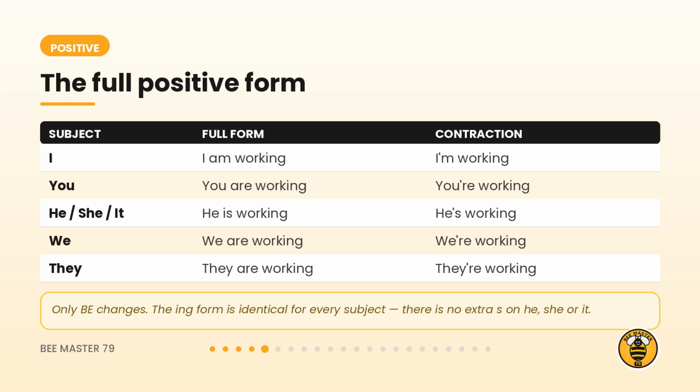Here is the complete positive form. Notice what changes and what does not. Only the verb be changes. I am, you are, he, she, or it is, we are, they are. The ing form itself never changes. There is no extra s for he, she, or it because the s is already inside the word is. He is working. She is working. It is working. In speech, we almost always use the contraction. I'm working, you're working, he's working.